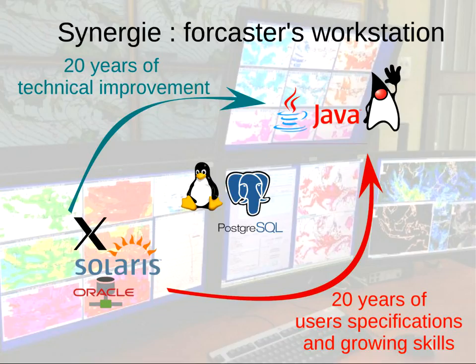So Synergie is a forecaster workstation. It was developed during 20 years. At the beginning, it was developed using X-Motif technologies and Solaris Unix and Oracle database technologies. After a while, it was ported to Linux and PostgreSQL database. And the last components were developed using Java and Java Swing technology. So the system began to be a little old and difficult to maintain, and we had to develop something new.